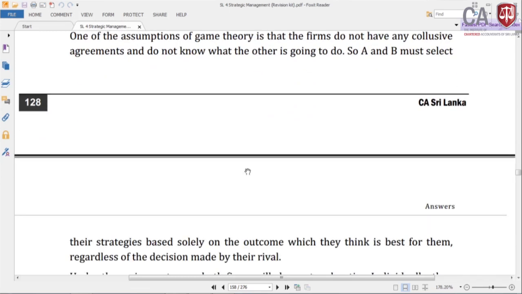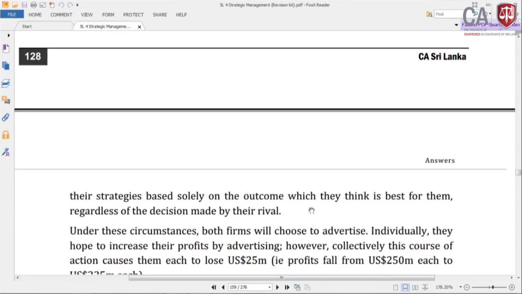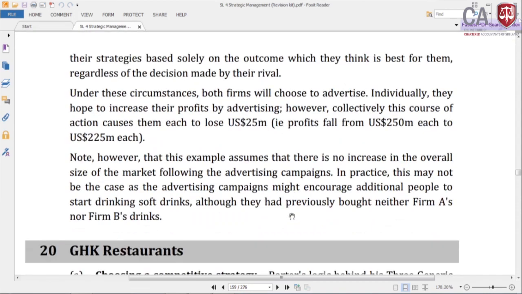One of the assumptions of game theory is that the firms do not have any collusive agreement and do not know what the other is going to do. So A and B must select their strategies based solely on the outcome which they think is best for them, regardless of the decision made by their rival. Under these circumstances, both firms will choose to advertise. Individually, they hope to increase their profit by advertising. However, collectively, this course of action causes them each to lose 25 million. Profit falls from 250 million each to 225 million US dollars each.